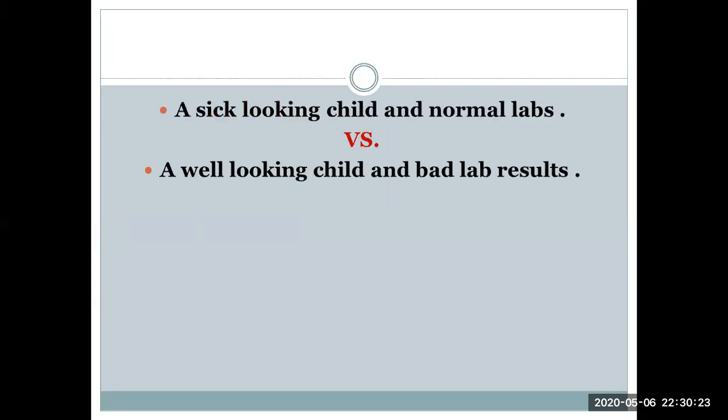If you have a sick-looking child with normal labs, how would you interpret that? And on the contrary, if you have a well-looking child and bad lab results? Example: I have a child who is lethargic, mildly pale, tachypneic and tachycardic, and I did a VBG. The VBG is perfectly normal: pH 7.40, PCO2 29, let's say 25, bicarb 20, lactate 1.9. Who should I believe, the blood gas or the patient? What do you think? Juniors, what do you think?